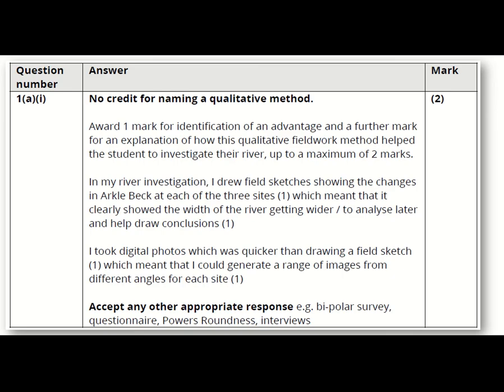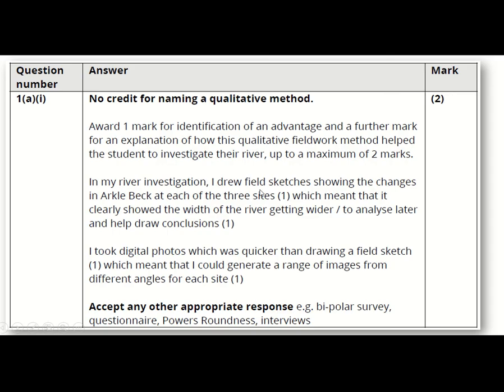Okay, so here's the mark scheme. You get no credit for naming your qualitative method, but you'll get credit for explaining how it's an advantage. So this one goes on to, so again, look, Powell's roundness, you could accept. So again, it shows you can probably use that in most cases. But this one talks about field sketches, which again, we didn't do a field sketch. We did a sketch map, which is similar. So you could use the same principle.